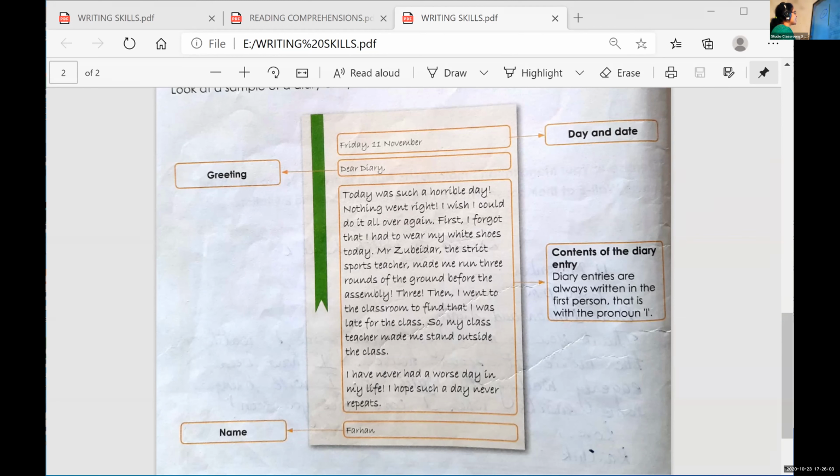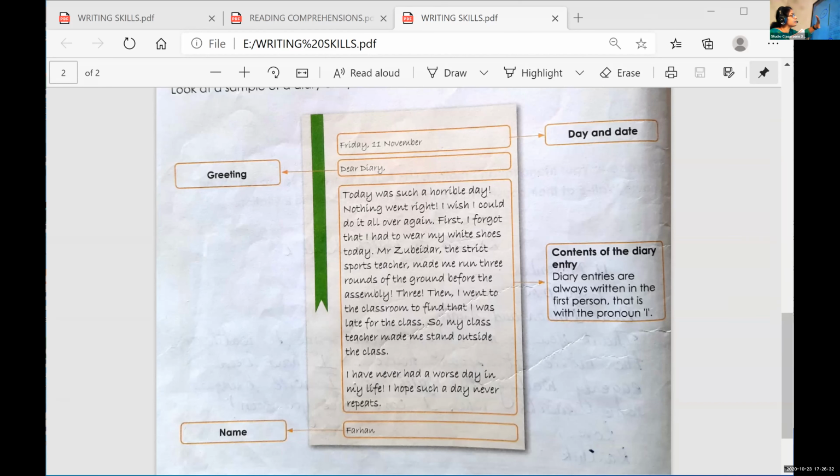Then I went to the classroom to find that I was late for the class. After running all the 3 rounds, when he came back, he was late for the class. So my class teacher made me stand outside the class. Again, he got the punishment from the class teacher. I have never had a worse day in my life. I hope such a day never repeats. And the name is written, Farhan. Farhan is the name of the boy who has written this diary.